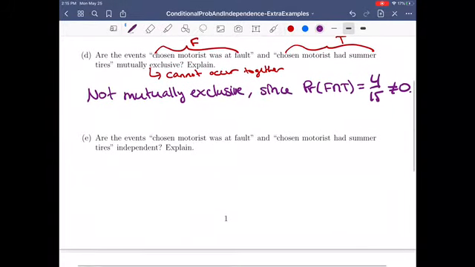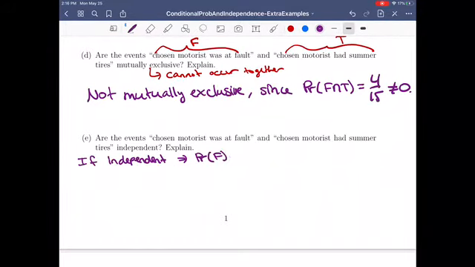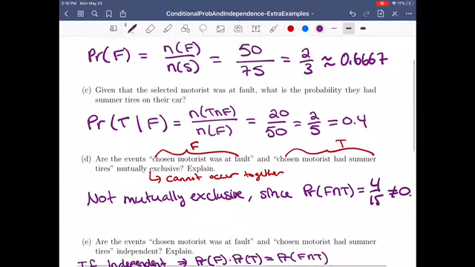Now, are these events independent? This is a tougher question to answer. We need to check that they're independent. I'll just write the formula here. If independent, then we should have the probability of F times the probability of T equal to the probability of F intersect T. That's what we're going to check. We first compute the probability of F. We actually already did that, so that's 2/3.